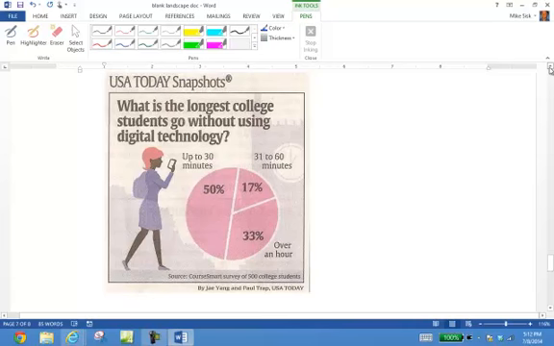What's the longest anybody can do these days? Some people feel like they seemingly can't live without it at all. They're constantly at it as if it were a 207th bone of their body. You'll notice the results of this. 50% of the people said they can go up to 30 minutes. 17% of the people surveyed said 31 to 60 minutes, and 33% said over an hour. I guess those were the choices because those three pie slices add up to 100%.